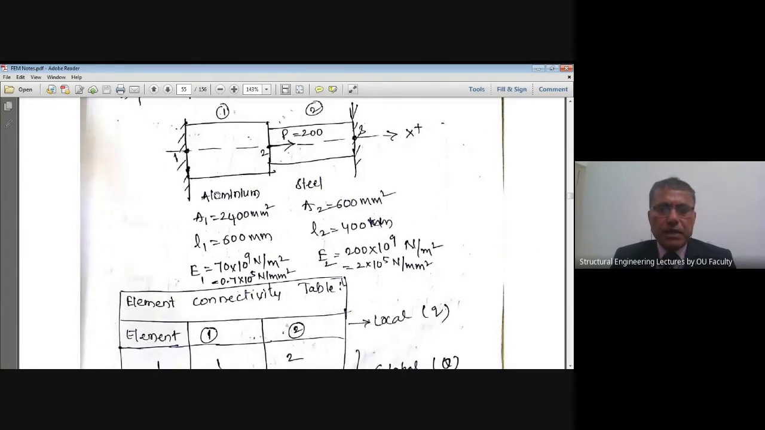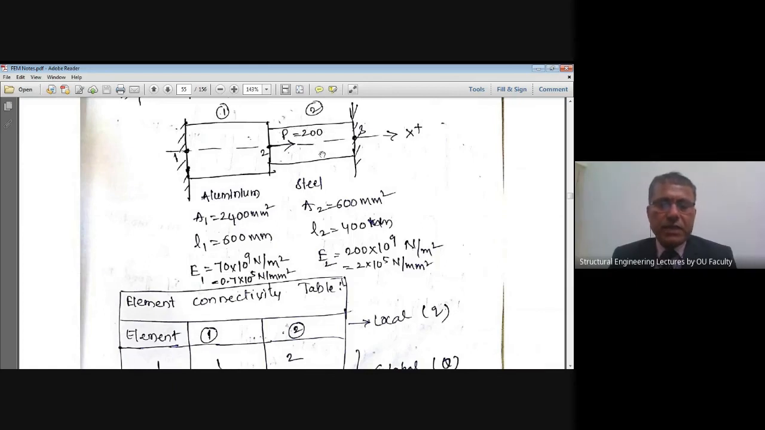The first element is of aluminium, and its properties are given: its area is equal to 2400 mm square, length is equal to 600 mm, and Young's modulus E1 is equal to 0.7 10 to the power 5 Newton per mm square. What is given is 70 10 to the power 9 Newton per meter square, but you make all the units consistent. In order to make that consistent, I'm taking the units in terms of Newton and mm, hence this will become 0.7 10 to the power 5 Newton per mm square.